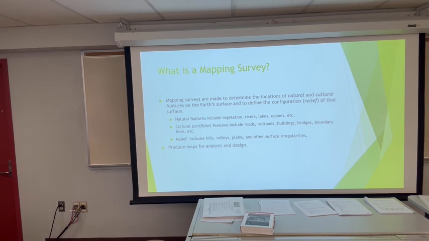Cultural features, also called artificial features, are essentially anything that is man-made. So we're talking roads, railroads, bridges, buildings, boundary lines, and things along that nature. When we talk about the relief, we're talking about the elevation, the lay of the land. Think of rolling hills, mountains, valleys, things of that nature. So hills, valleys, plains, and other surface irregularities. We produce these types of maps for analysis and design.